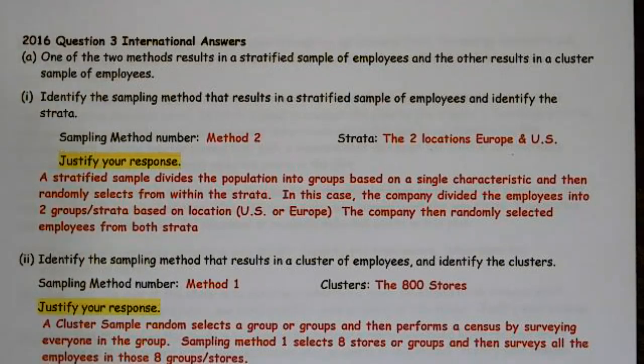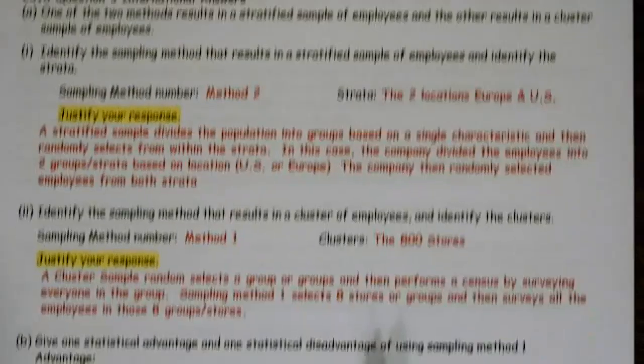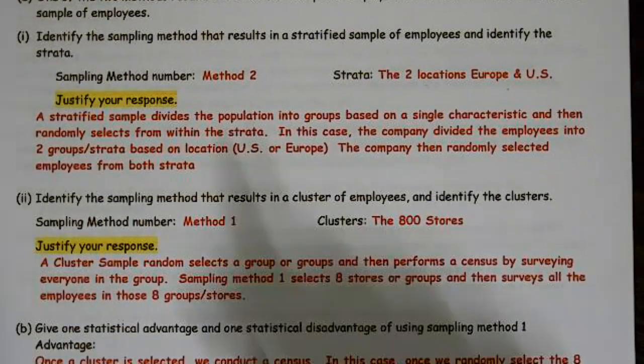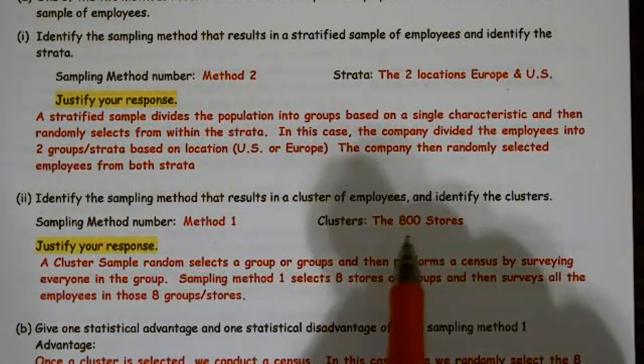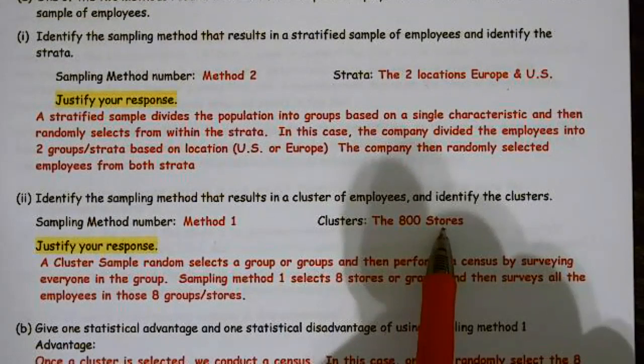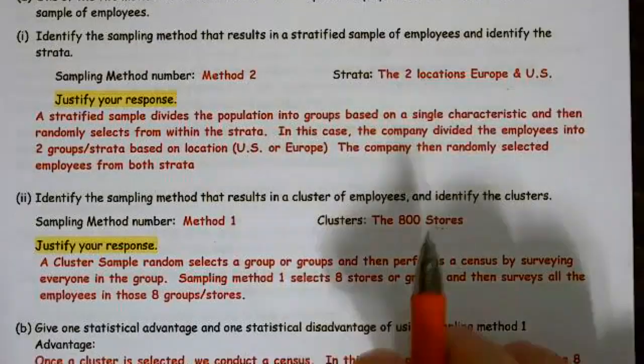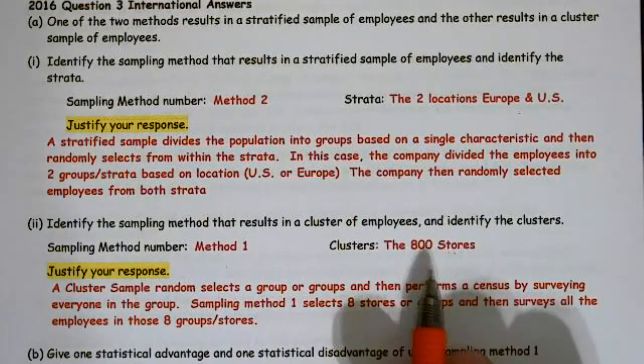And by the way, part 2 of that, identify the sampling method that results in a cluster sample of employees and identify the clusters. Well, method 1 was the cluster, and the 800 stores, or the employees within those 800 stores, are the clusters, because we're randomly selecting 8, and this will be a cluster sample.